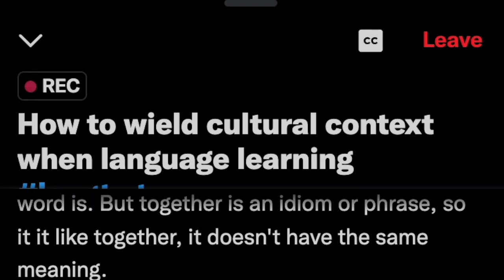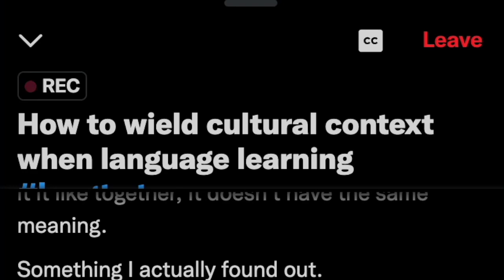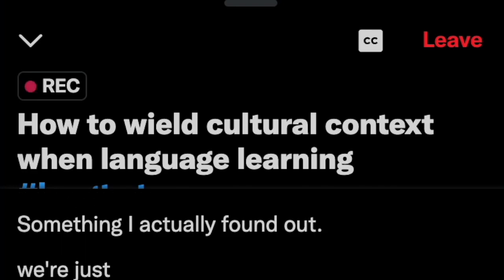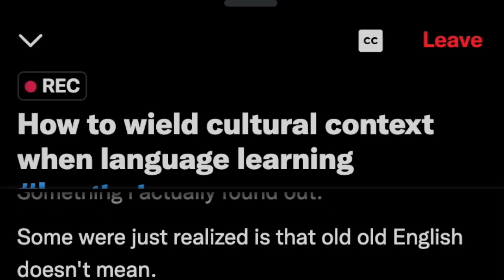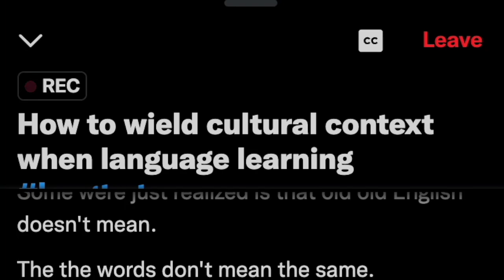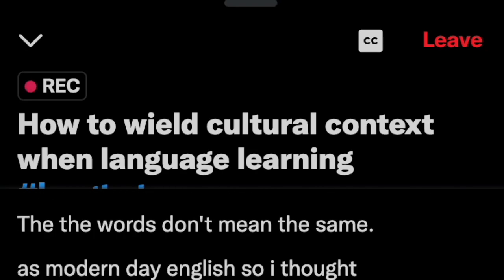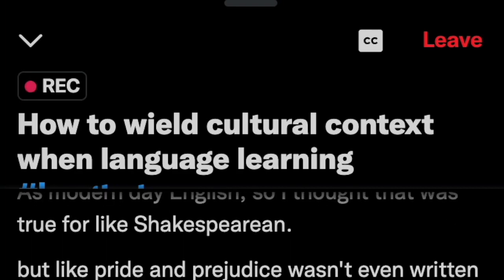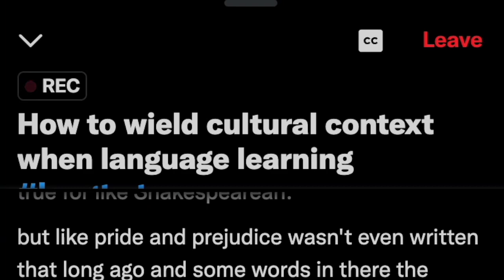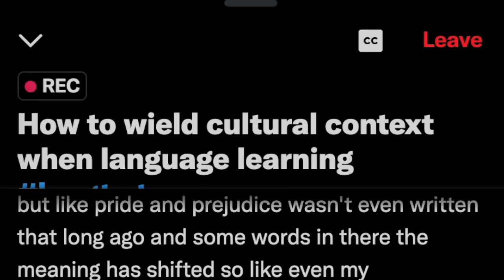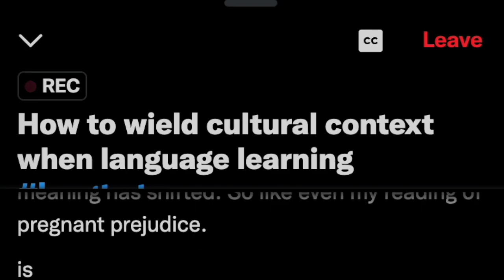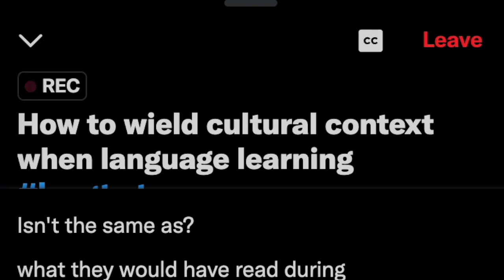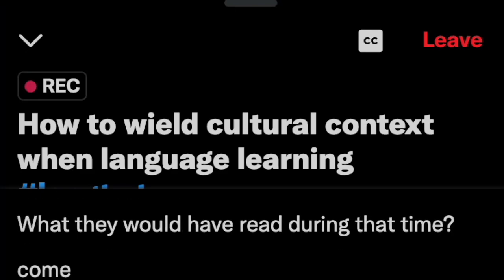Something I actually found out, or just realized, is that the words in Old English don't mean the same as in modern day English. I thought that was true for Shakespearean, but Pride and Prejudice wasn't even written that long ago, and some words in there, the meaning has shifted. So even my reading of Pride and Prejudice isn't the same as what they would have read during that time. I was going somewhere with that.